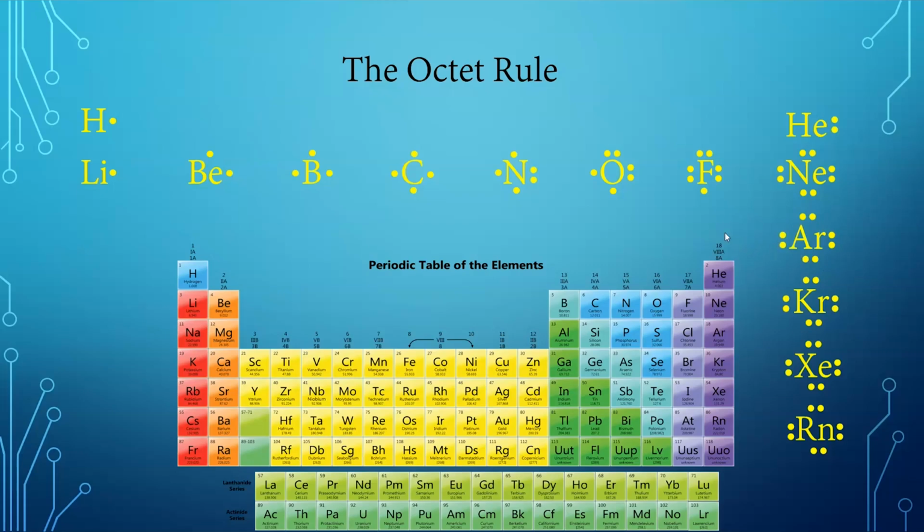Now, the other elements on the periodic table wish they could be like these noble gases in group 8. They would love nothing more than to become one of those elements. So, for example, what would fluorine have to do to become neon?